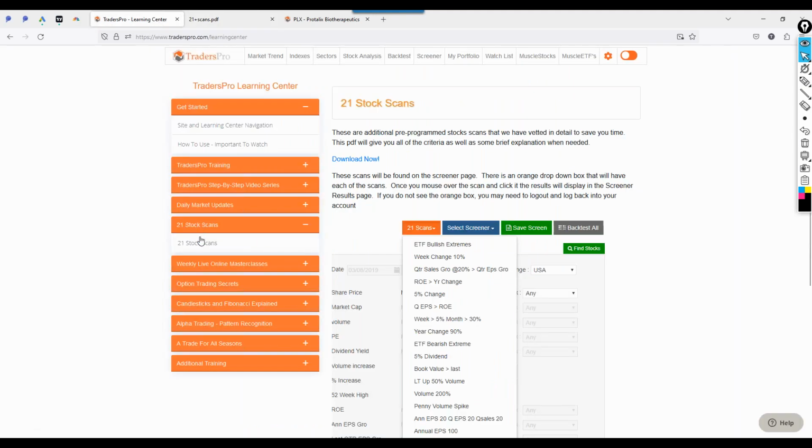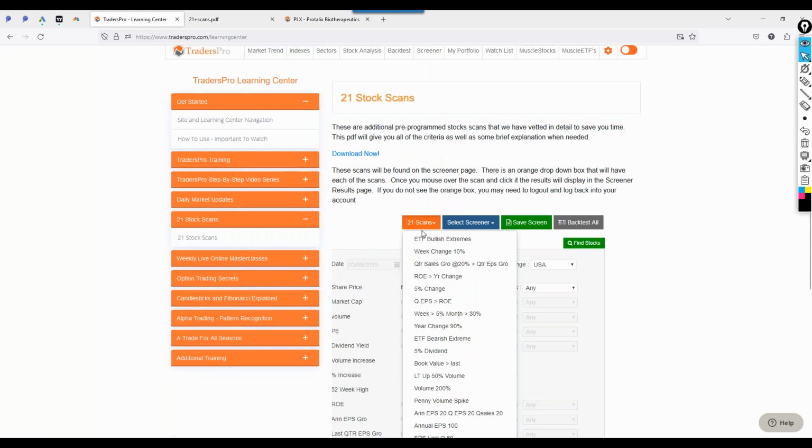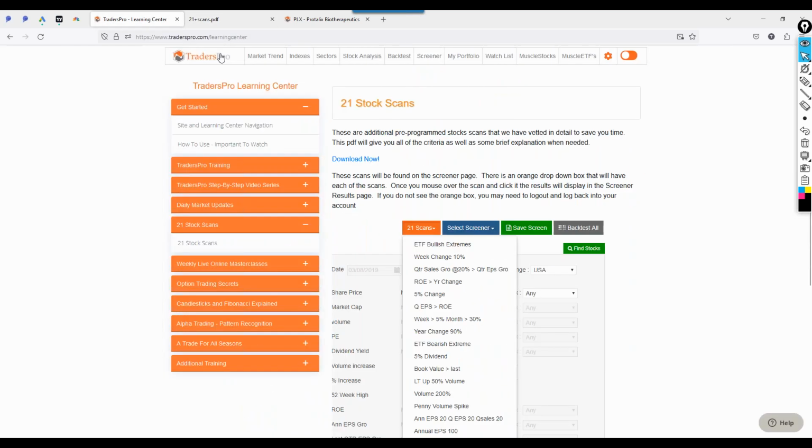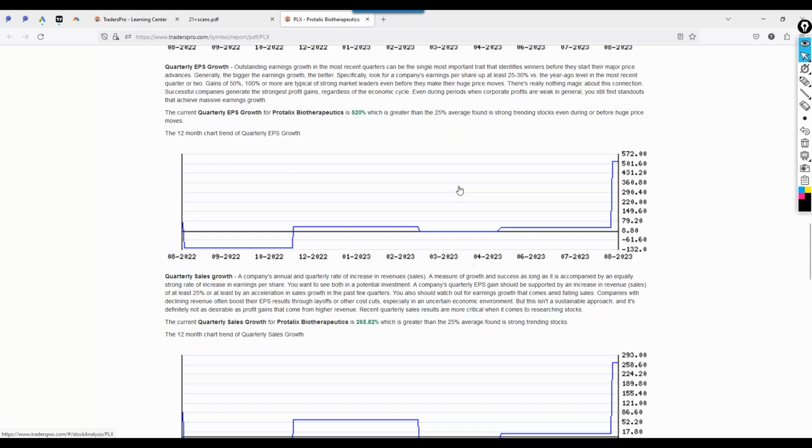It's just in the Learning Center, 21 scans. Click on that, and then click on that download. It's just that little PDF document that opens up. And then back to this stock. So we'll keep an eye.